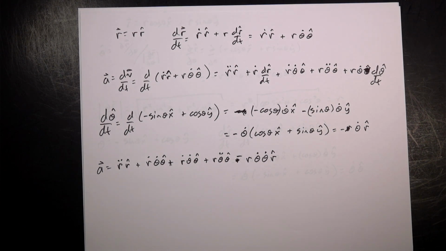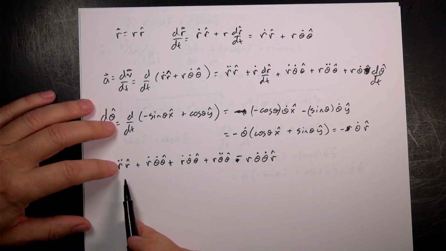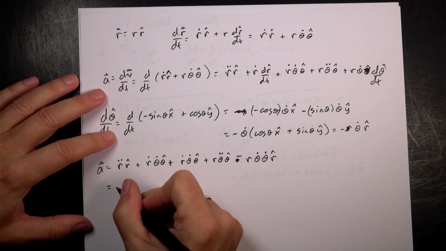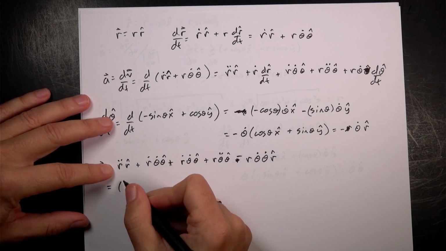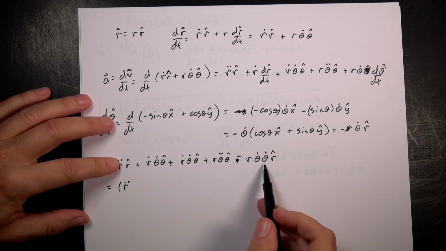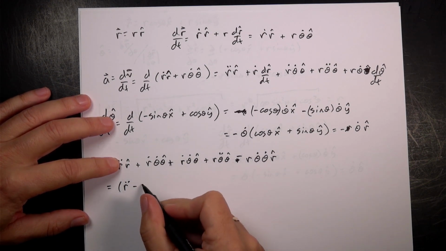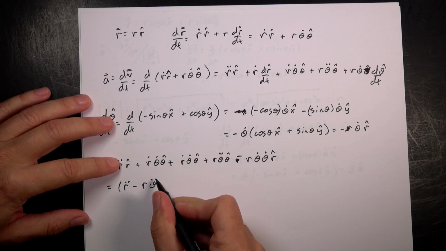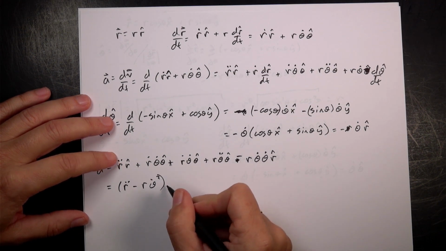Now let's group together our terms. So I want all my r hats. So this is going to be equal to all the things that have an r hat. So here's an r double dot. What other r hats do I have? Right there. Minus r theta dot times theta dot squared, r hat.